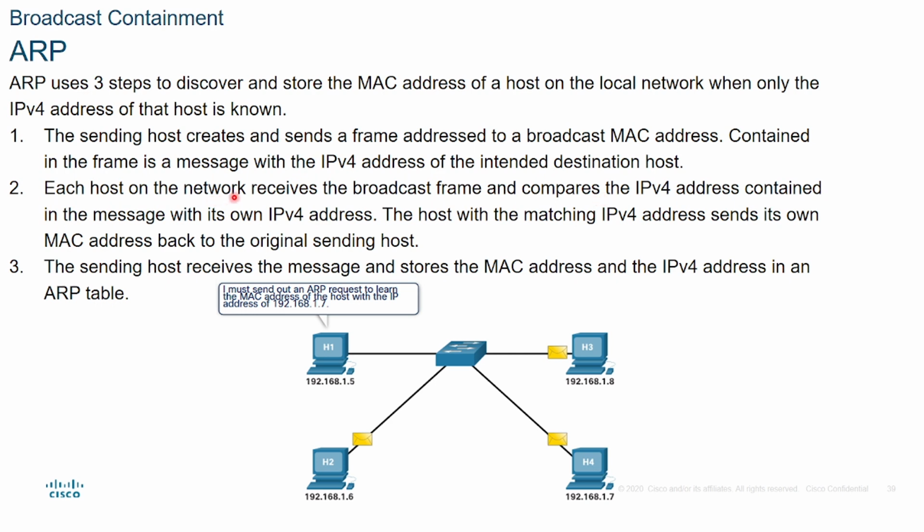So each host on the network receives the broadcast frame and compares the IPv4 address contained in the message with its own IPv4 address. The host with the matching IPv4 address sends its own MAC address back to the original sending host. Now the sending host receives that message and stores the MAC address and the IPv4 address in an address resolution table, an ARP table, right?